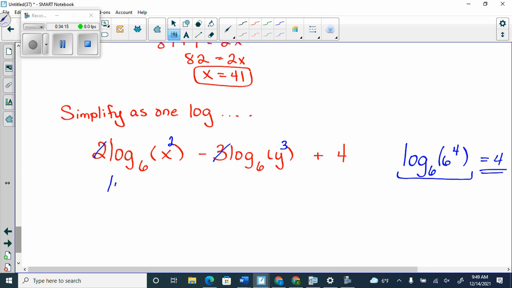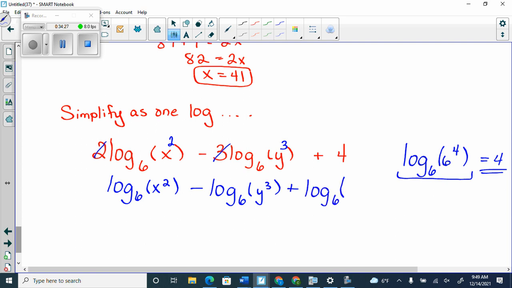All right. So we have log base 6 of x squared minus log base 6 of y cubed plus log base 6 of 6 to the 4. Because 6 to the 6 to the 4 is 4. A to the A to the B is B. Because that 4, we don't want to drop it in front. But if I drop the 4 in front, it'd be 4 times log base 6 of 6. And what's log base 6 of 6? 1. And 4 times 1 is 4. So that's why, because this 4 can drop in front.